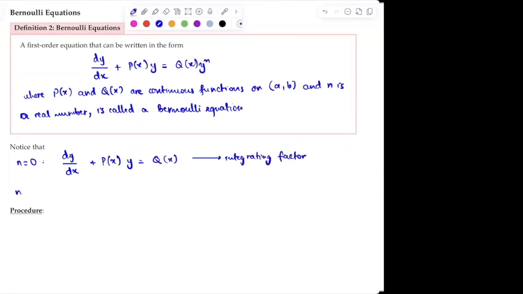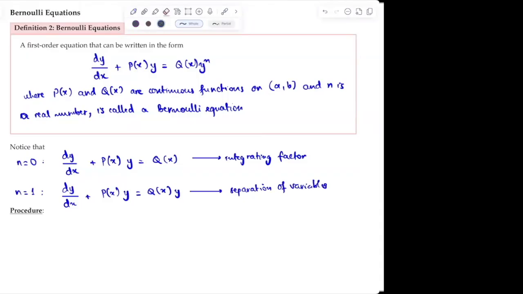Now, when n equals 1, you have dy/dx plus p of x times y equals q of x times y. Then you can combine these two terms together, and you can use the separation of variables technique to solve it. Okay, so that's the case for the Bernoulli equations.